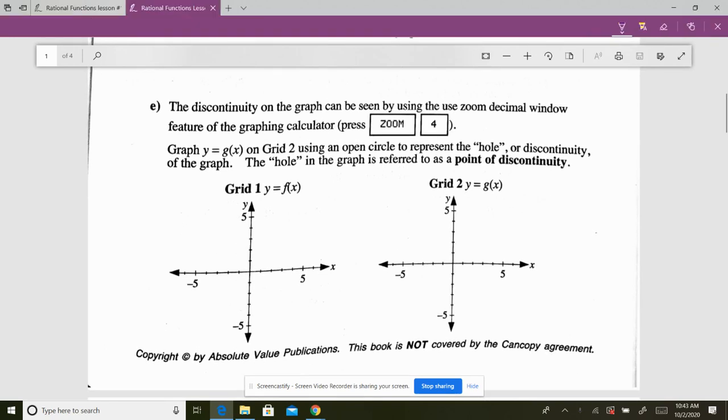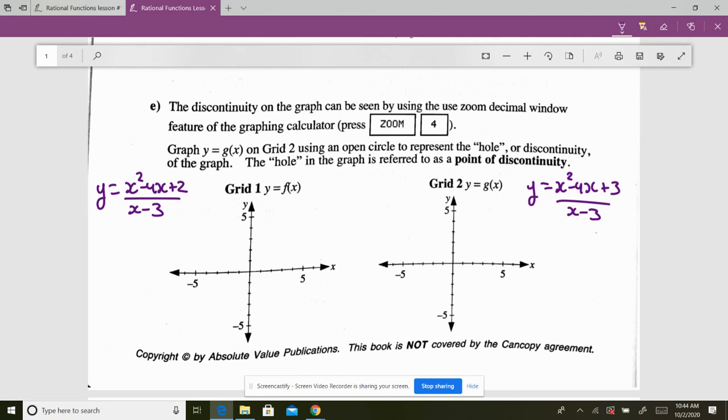Y is equal to x squared minus 4x plus 2 over x minus 3. And this one, we get y is equal to x squared minus 4x plus 3 over x minus 3.